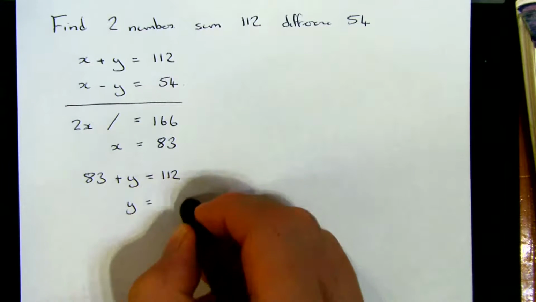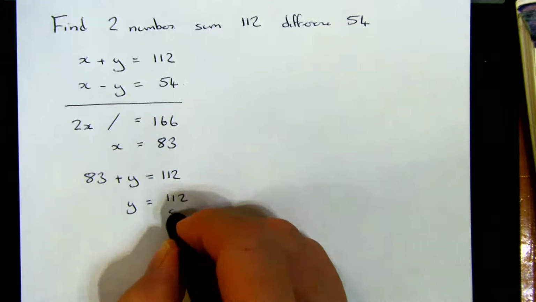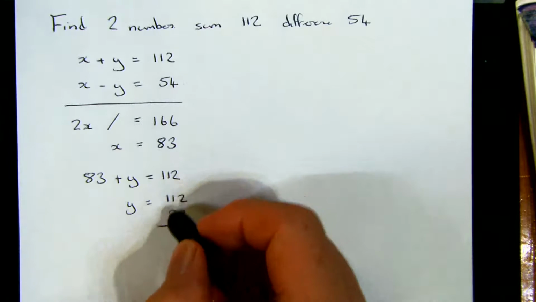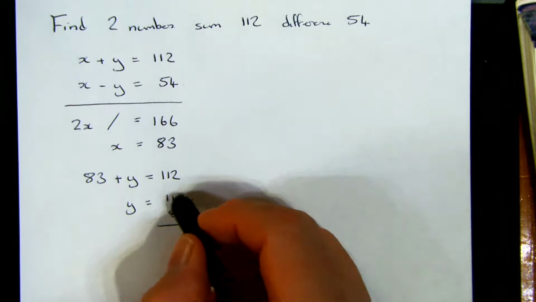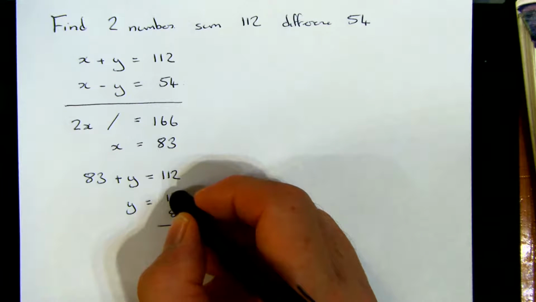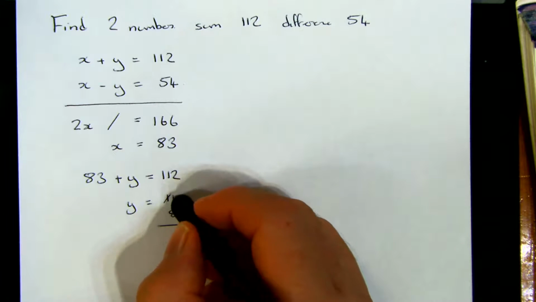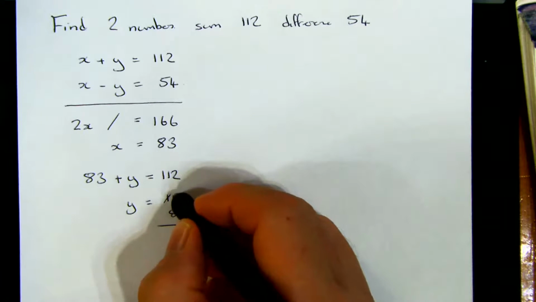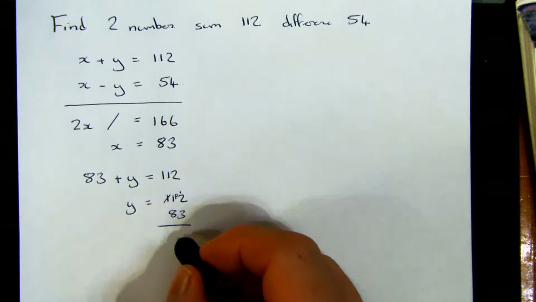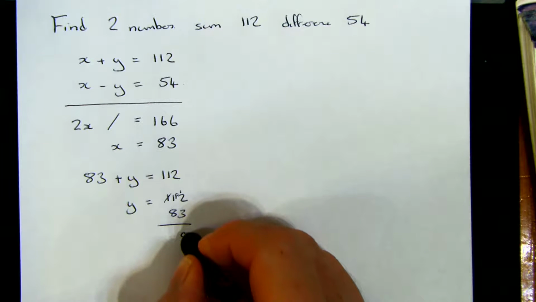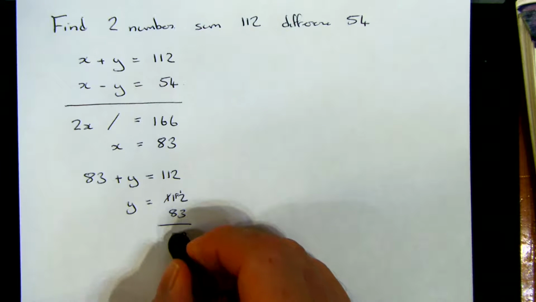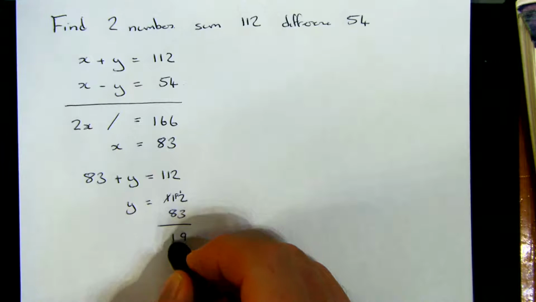So y is going to equal 112 take away 83, and not a nice sum for me to do, was it? I gave myself two random numbers, so let's take this away. I'm just going to borrow from there, and borrow now there, and 3 from 12 is going to give me 9, and 8 from 9 is going to give me 1.